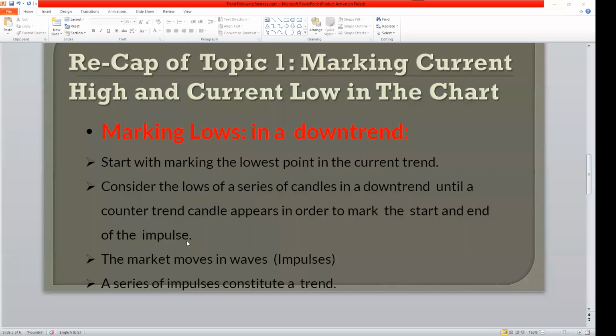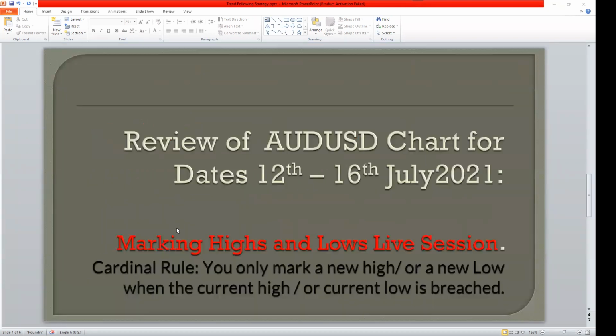For the downtrend, the lower part of the candle is what you focus on, such that it will break at the point at which there is what we are calling a counter trend candle.